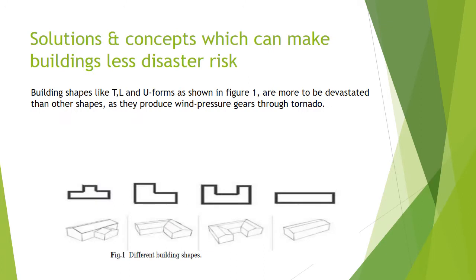So these are the solutions and concepts that can help my thesis study. First is considering the building shapes of the terminal building. The site is very close to the sea and according to my research, building shapes letter T, letter L, and letter U are more prone to devastation compared to a linear shape of building as they produce wind pressure gears.